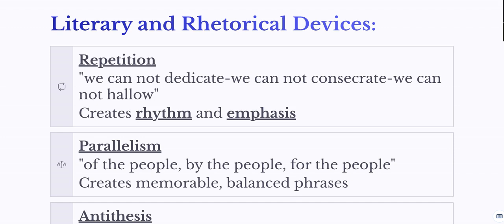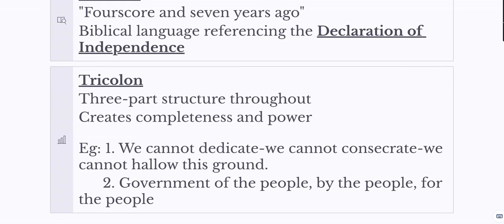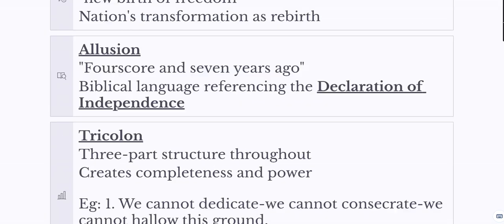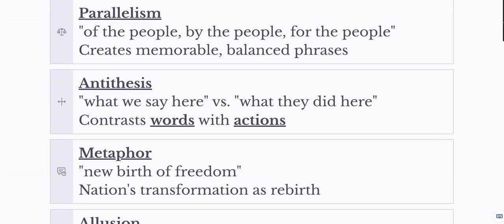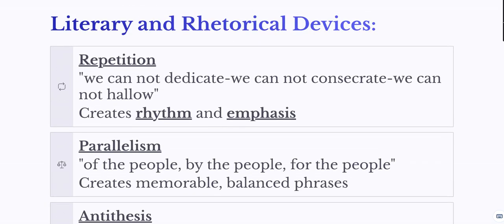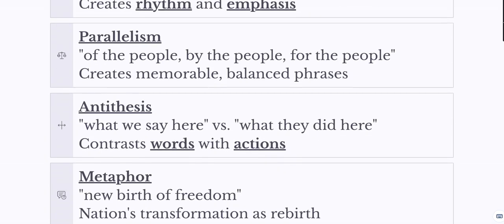So these two lines are also called tricolon. Tricolon is also a literary device where the same thing is repeated three times. We cannot, we cannot, we cannot is repeated three times, and of the people, by the people, for the people is repeated three times. So it can be considered as repetition, parallelism, and tricolon. Three times it is repeated.